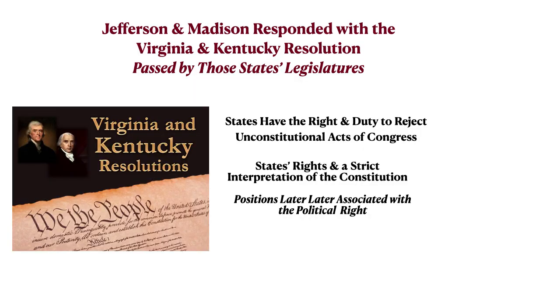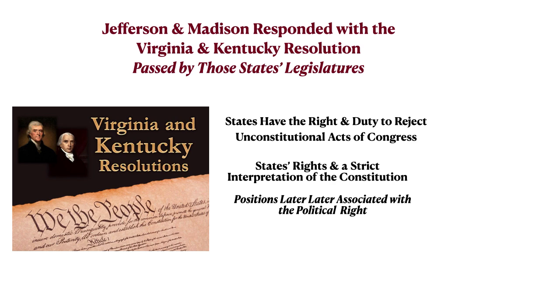Jefferson and Madison were appalled. They responded with something known as the Virginia and Kentucky Resolutions. I should have put resolutions in the plural in the heading. They were passed by those two states' legislatures, written by Madison and Jefferson. Basically, what they argued is that the states have a right and indeed a duty to reject what they consider to be unconstitutional acts, the Alien and Sedition Acts. They also upheld states' rights and a strict interpretation of the Constitution.